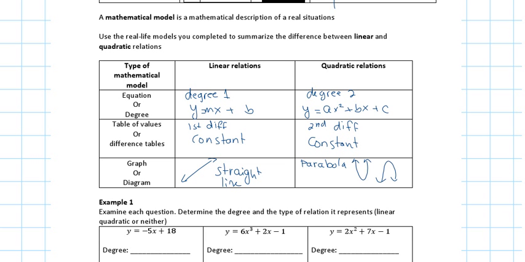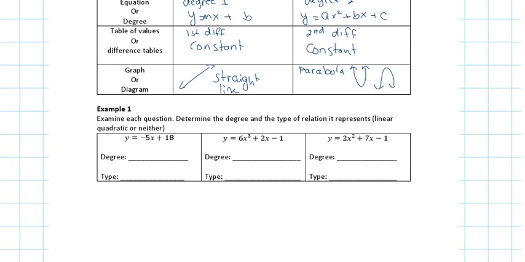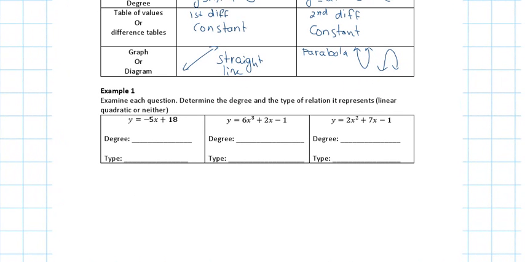Okay? So the next couple of questions are going to ask you to examine each question. Determine the degree and the type of relation it represents. Is it linear or quadratic or neither? So looking at the first one, what kind of function does it represent? Linear. And how do you know that? Good. So the type is linear, and then we know it's degree 1.